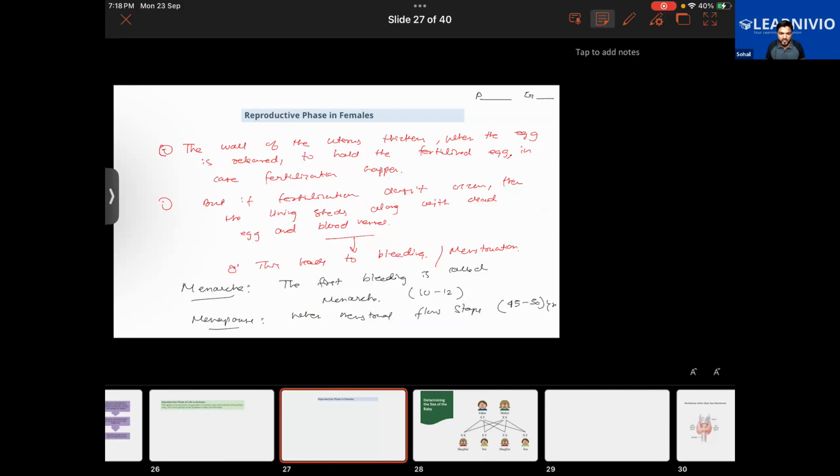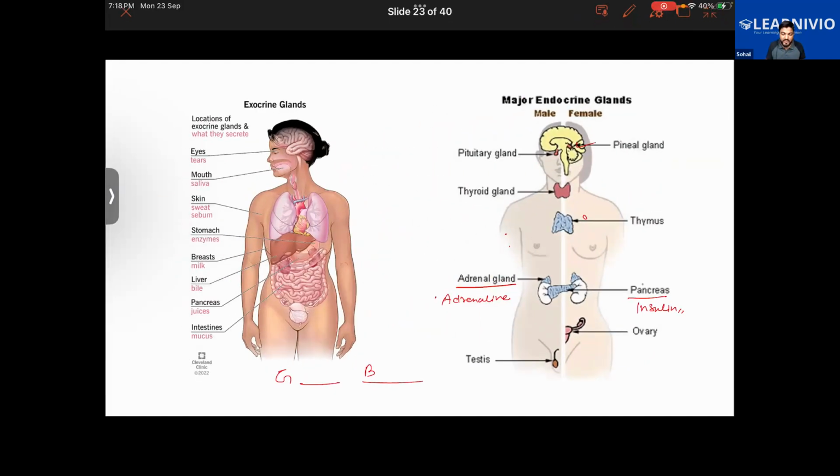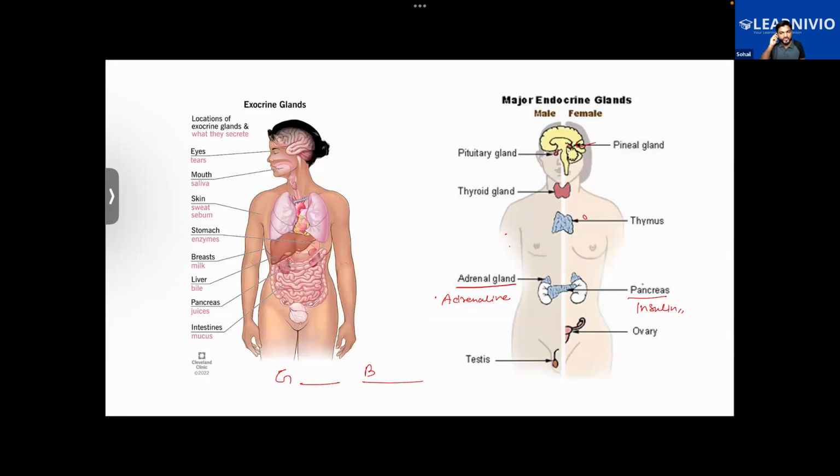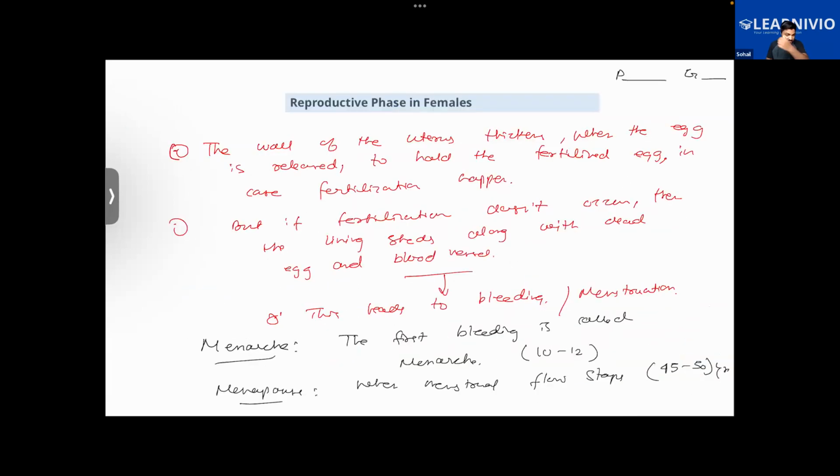Exactly. So the pituitary gland controls the amount of release of hormones like progesterone and estrogen. In fact, we did learn in the previous class also that the pituitary gland controls the secretions of hormones by different glands. How much adrenaline has to be secreted, how much testosterone, how much estrogen and progesterone has to be secreted, all of that is decided by the pituitary gland. So keep that in mind. That's why this is also called the master gland.